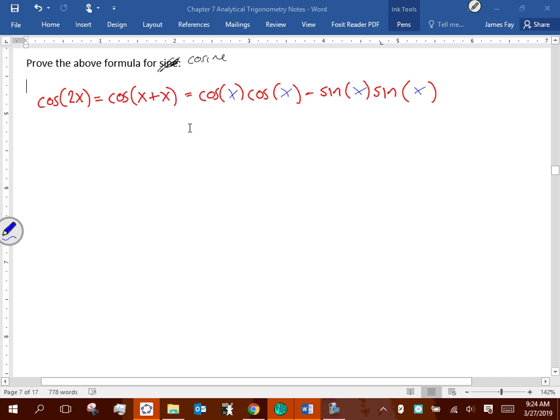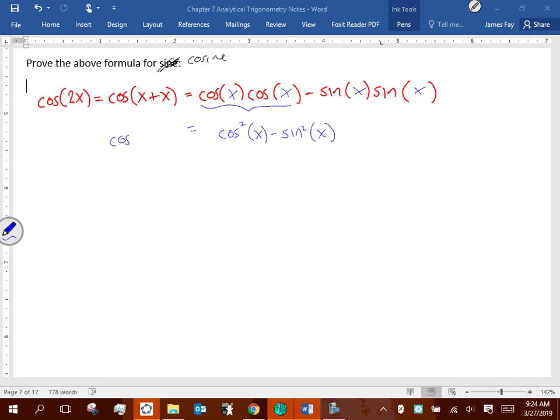What does that generate for us? What would you rewrite that as? Careful. Cosine squared x, and you write this as minus sine squared x. And that is a version of the cosine 2x. I say it's a version because we have some identities here that we can substitute to alter it a little bit. Okay?